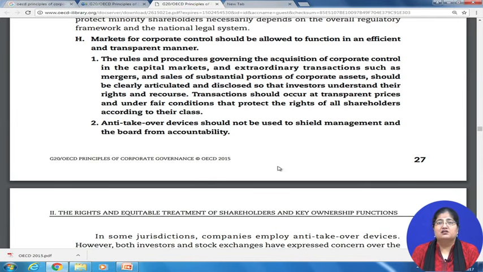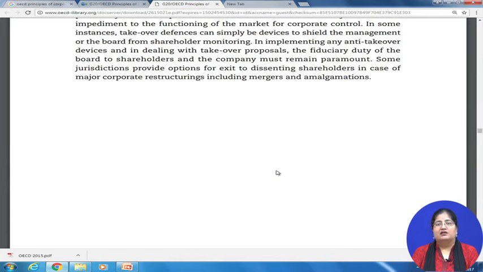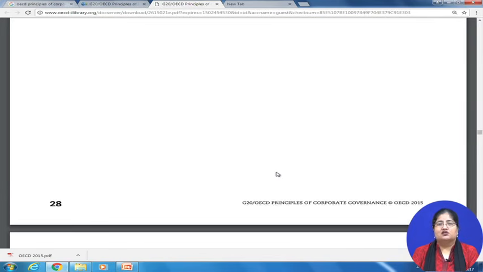The rules and procedures governing the acquisition of corporate control in the capital markets and extraordinary transactions such as mergers and sale of substantial portions of corporate assets should be clearly articulated and disclosed so that investors understand their rights and recourse. Transactions should occur at transparent prices and under fair conditions that protect the rights of all shareholders according to their class. Anti-takeover devices should not be used to shield management and the board from accountability. And so this ends the discussion on shareholders.